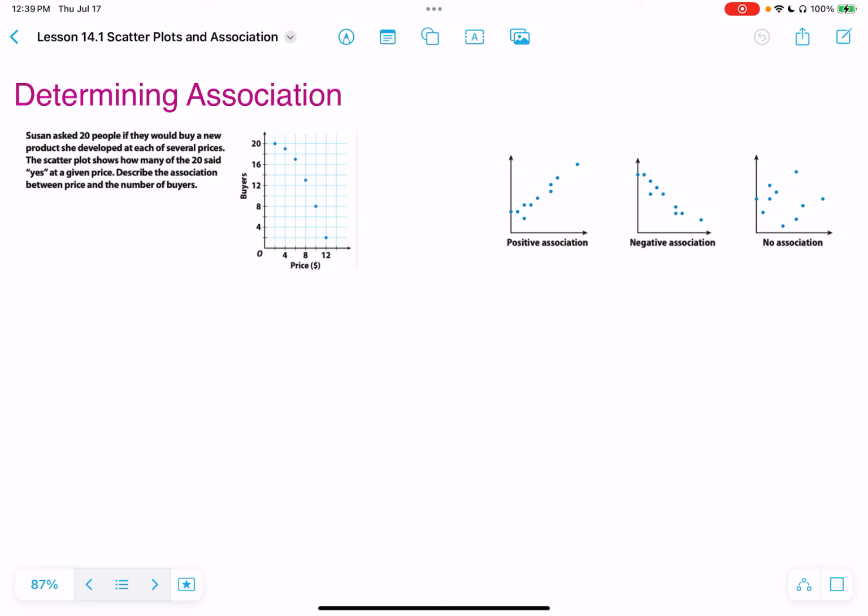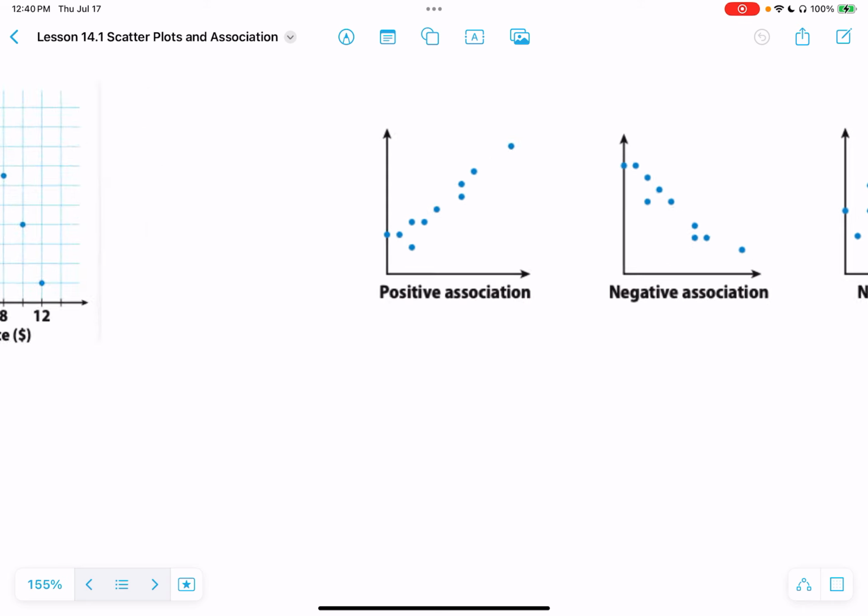And that means the data will often have what is called an association, but it rarely is a perfect association. It's rarely a perfectly straight line or a perfect curve. So we describe it in terms of its association. And for right now, we're just going to focus on three different types of association. There are a bunch of associations that you'll learn eventually, but for right now, we're just going to look at three of them.